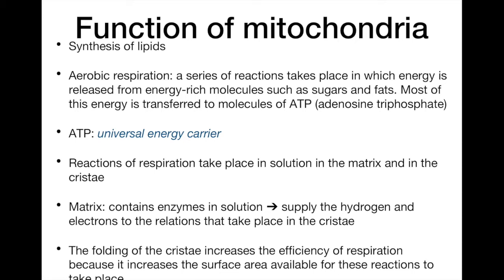The reactions of respiration take place in the solution in the matrix and in the inner membrane, the crista. The matrix contains enzymes in solution, including those of the Krebs cycle, and these supply the hydrogen and electrons to the reactions that take place in the crista. The flow of electrons along the precisely placed electron carriers in the membrane of the crista is what provides the power to generate ATP molecules.